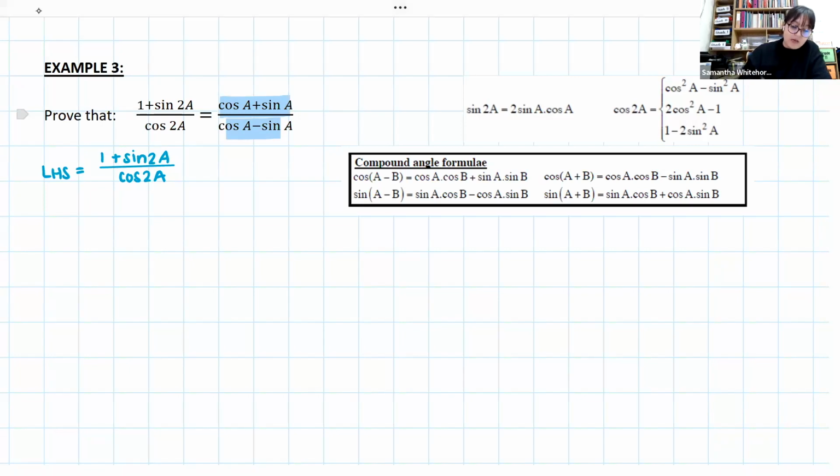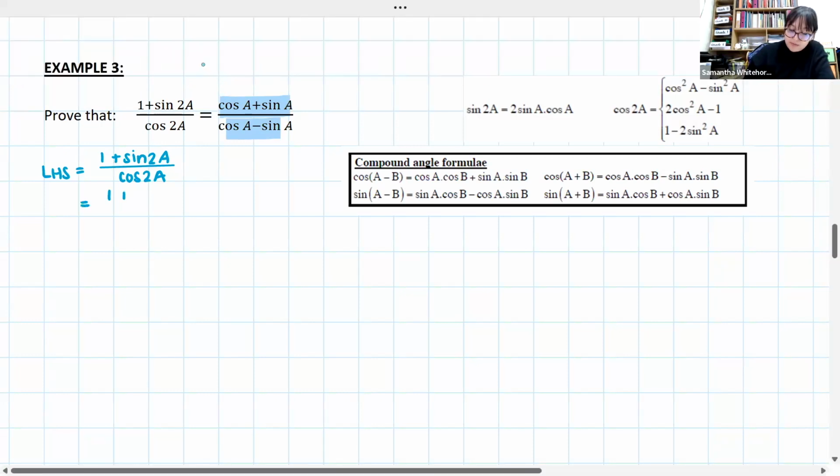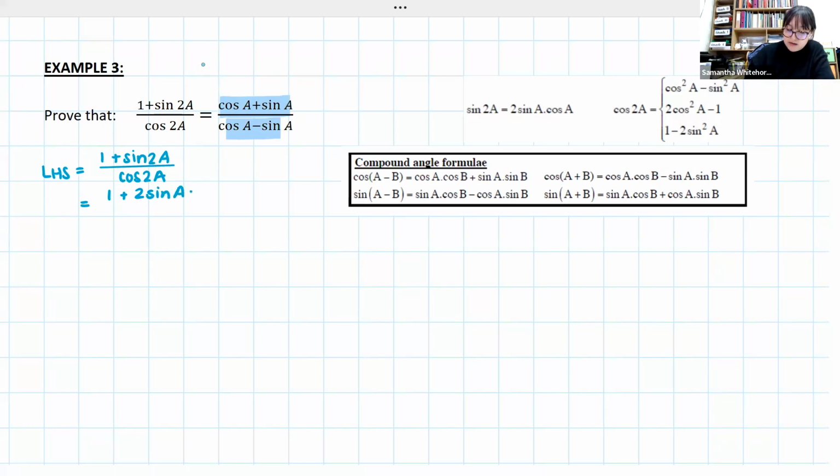However, I'm going to start by changing the sine 2a, because remember, there's only one formula for a sine double angle. So 1 plus 2 sine a cos a. And then I've got my cos 2a. I still need to decide what I want to do with that, but we're getting there.